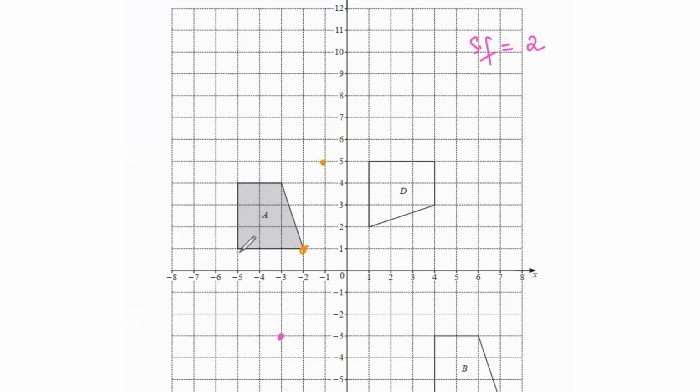Then for this point over here, that's 2 units horizontally and again 4 units vertically. So that's going to be 4 units over here at -7 and then 8 over here. Now this distance is 3 units, so that's going to be 6 units. So 1, 2, 3, 4, 5, 6. And this is 2, so that's going to be 4. 1, 2, 3, 4. So we can easily just connect the dots. And this is our enlarged shape.